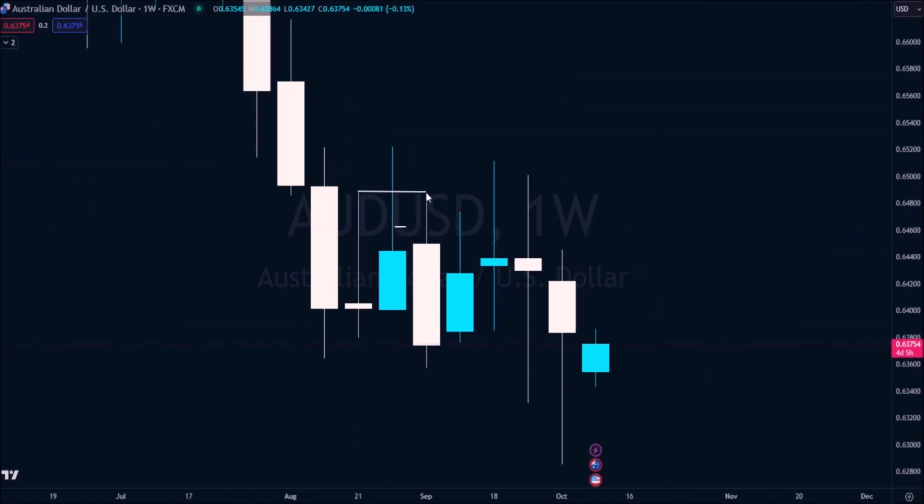Previous weekly high. If you started looking for selling opportunities once we broke this high and around here, it presented a nice sell to the downside. We have this weekly high taken. We'll also bring in this weekly high.